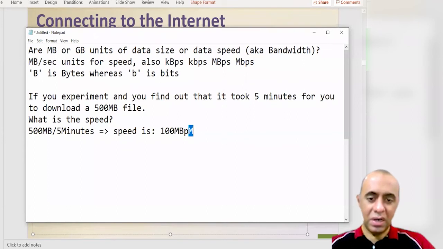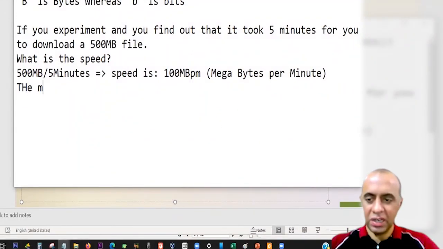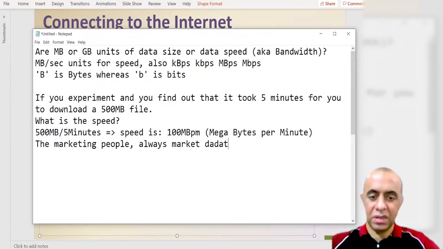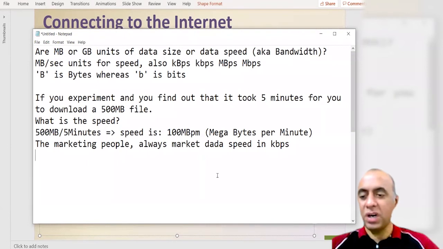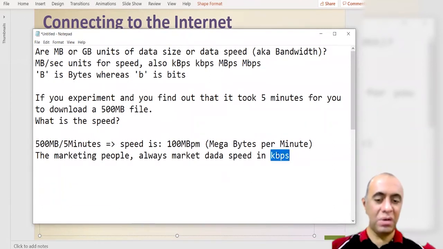So let me write small m for this. This is short for megabytes per minute. And let me tell you some things. The marketing people in most firms, you know what they do? They always market data speed in kbps, and let me show you what that kbps means, right? So I'm going to convert this 100 megabytes per minute into kbps. These are the units which are used by marketing people, right?